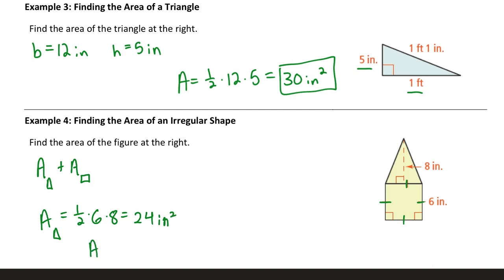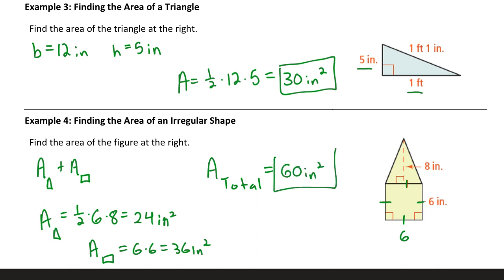The area of the square, base is still 6, height is 6, 6 times 6, 36 square inches. So the total area of the shape, 24 plus 36, which is 60 square inches. So just understanding that if we have a shape that's made up of multiple shapes, we find the area of each smaller shape by breaking it down into smaller shapes, and then we add those areas together.